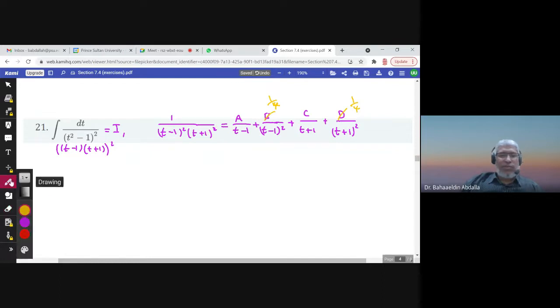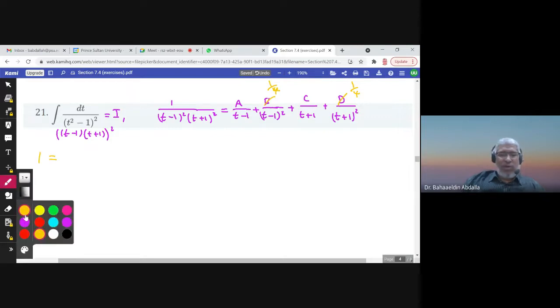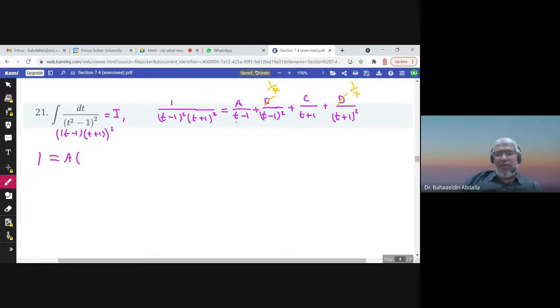Good. So now I need to find a and c. So I will multiply by the LCD. The LCD is t minus 1 to the power 2 times t plus 1 to the power 2. So I have 1 equals. When I multiply the left-hand side, all the denominators will disappear. I'll have 1 equals a times, t minus 1 is gone, so I still have another t minus 1 times t plus 1 to the power 2.